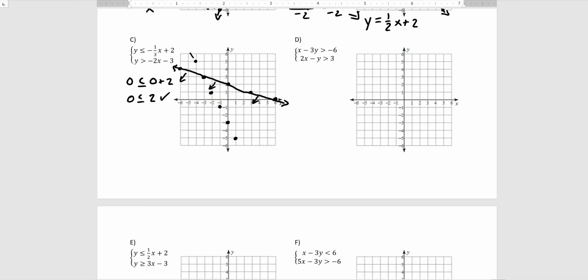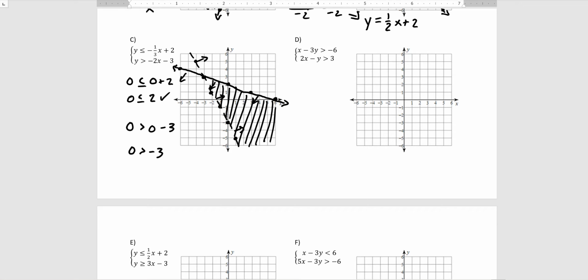Plot a dash line here. Gorgeous. When I plug in 0, I get 0 is greater than 0 minus 3. Is 0 greater than -3? Yes, it is. So these arrows will point towards 0, 0. Looking for where these arrows point that overlap, it would be this section right here, and that would be my shaded area. Fantastic. Let's do one more together, and then we'll have you do some on your own.